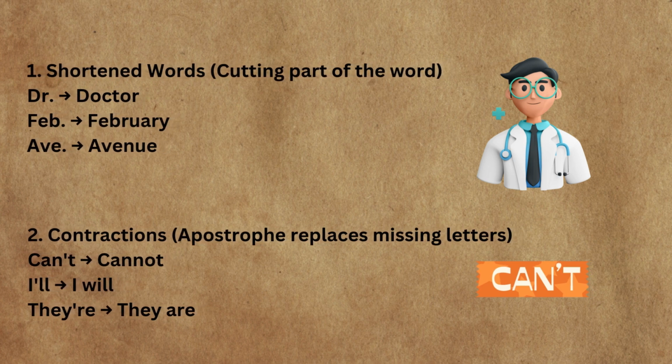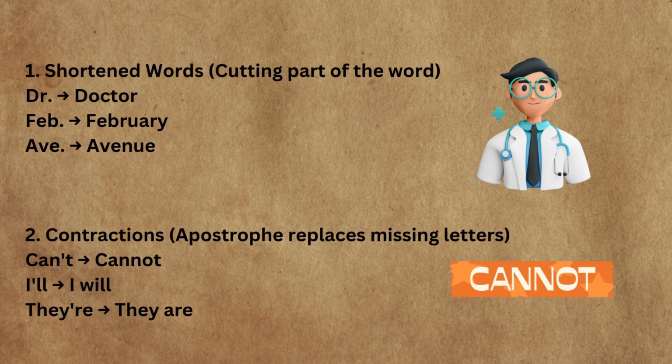First, shortened word, which means cutting part of the word, where Dr stands for doctor, Feb stands for February, Ave stands for avenue. Second, contractions, which means an apostrophe replaces missing letters. Example: can't stands for cannot, I'll stands for I will, they're stands for they are.